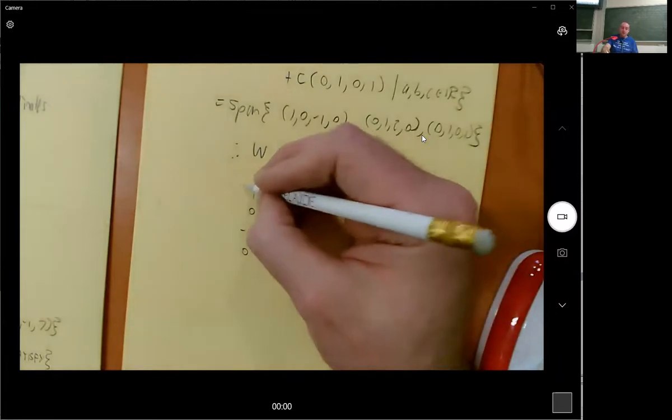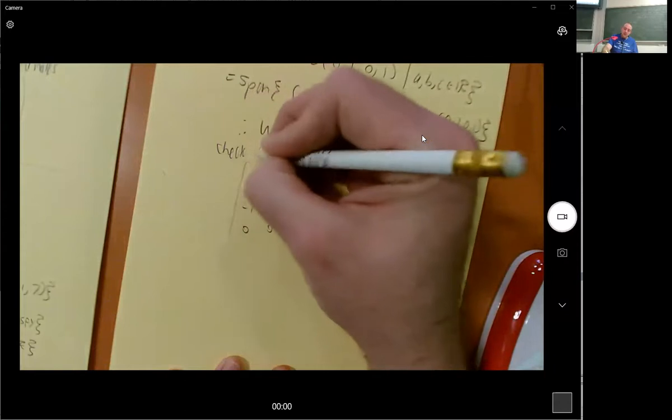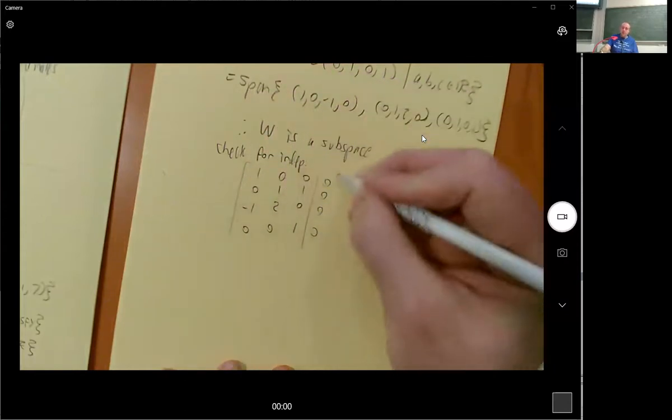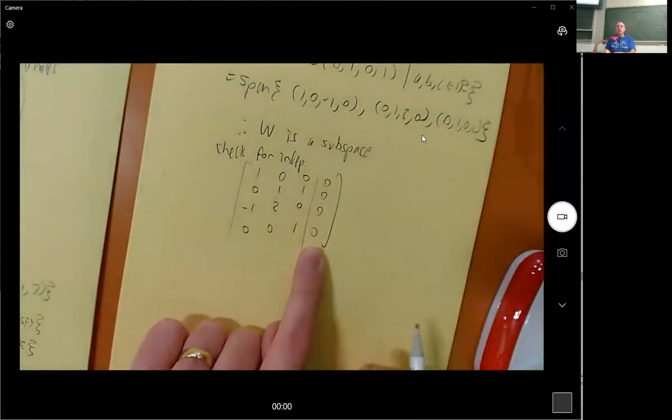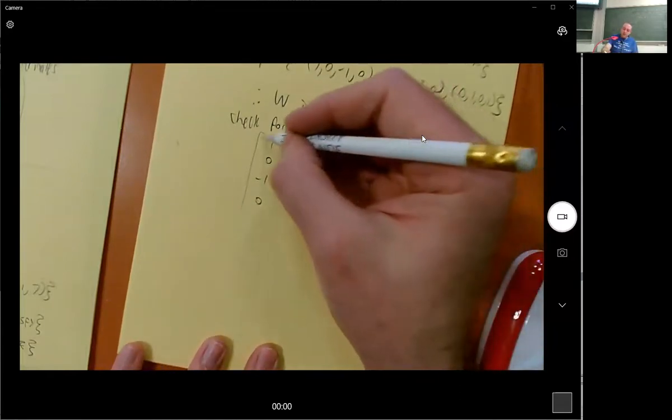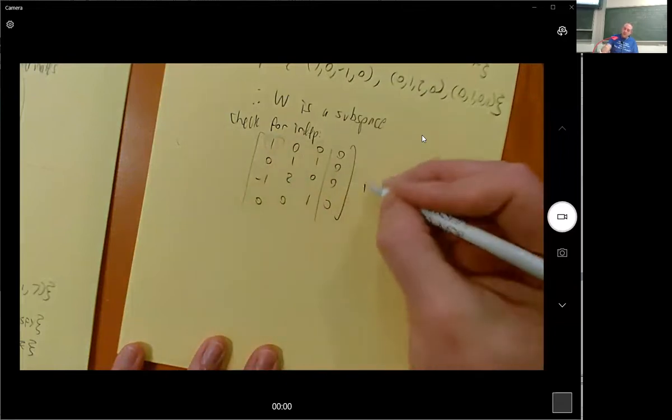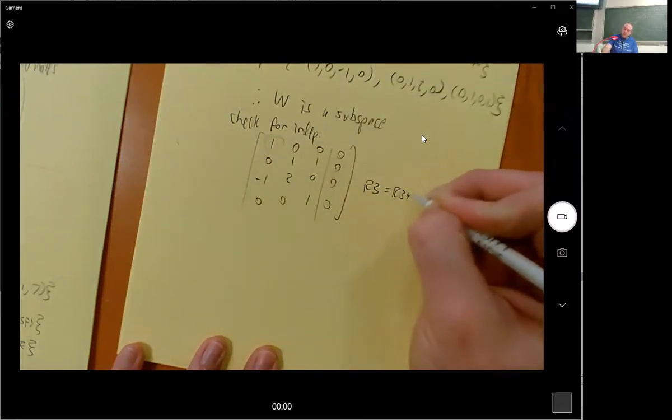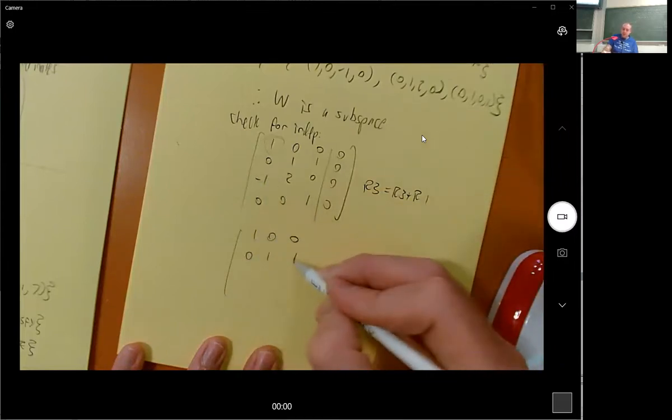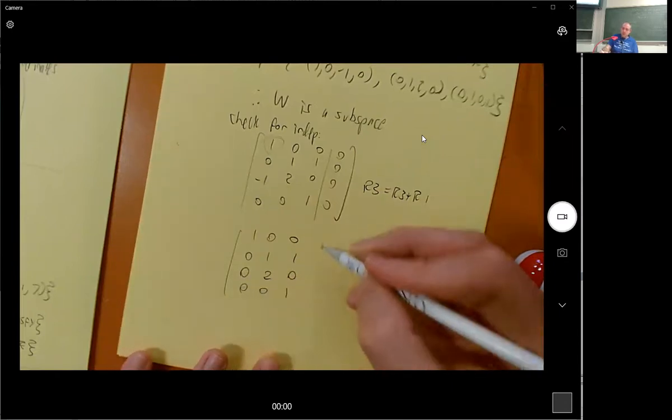Okay. I'm going to row reduce those, so I'm going to check for independence. Technically this 0, 0, 0, 0, no matter what row operations I do, it'll stay exactly at 0, 0, 0, 0. So I've already got a one here. If I do row 3 plus row 1, that'll give me a 0 here. Sweet.